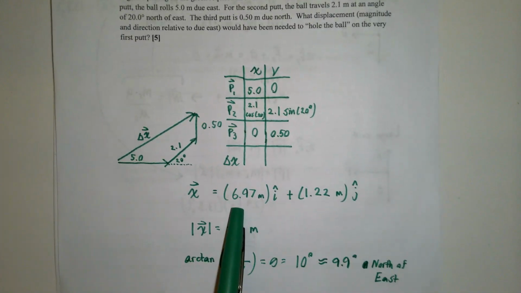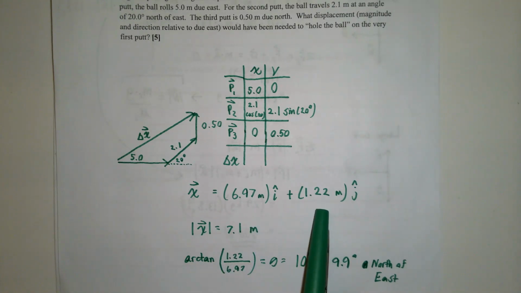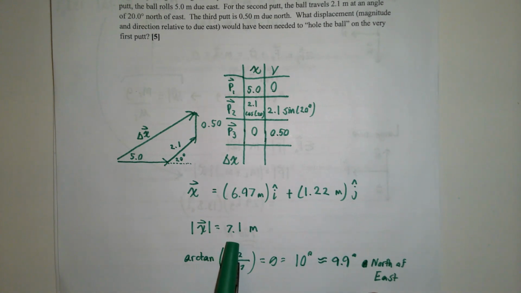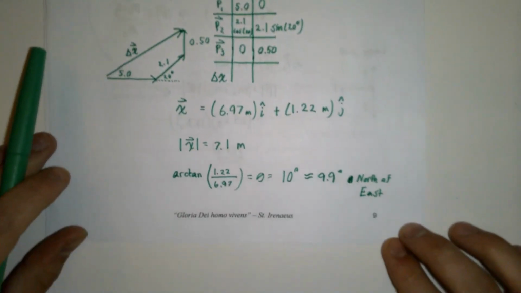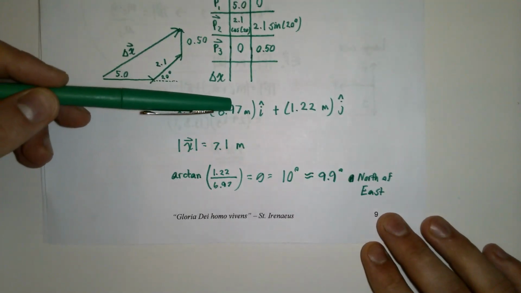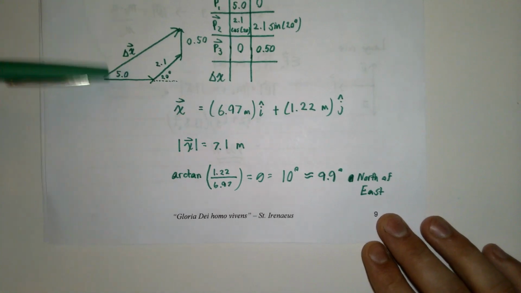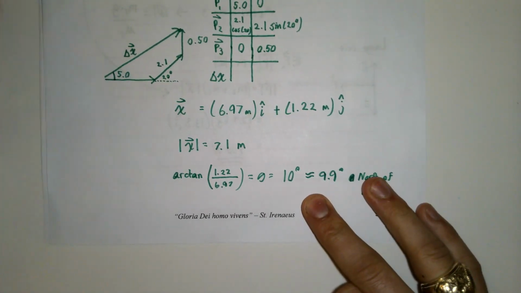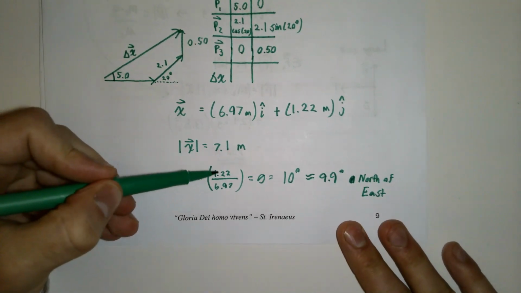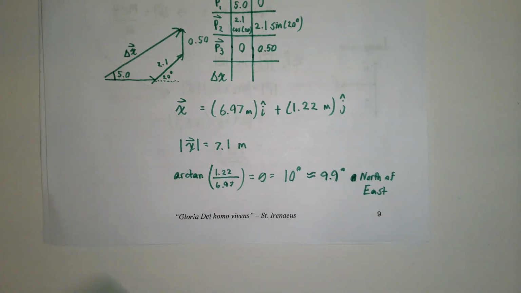If we find the magnitude, this is how far in the x dimension he traveled, the putt would have gone to the right. This is the distance the putt went north or upwards. We use the Pythagorean theorem and find that 7.1 meters is the total displacement. We know that this putt is over in the positive direction by 6.97 meters, and it's up 1.22 meters. So the up is the opposite of this angle, whatever angle is right here. There's our angle right there. So we use the arctangent, or the inverse tangent, of opposite over adjacent, and we find that it's 10 degrees north of east.